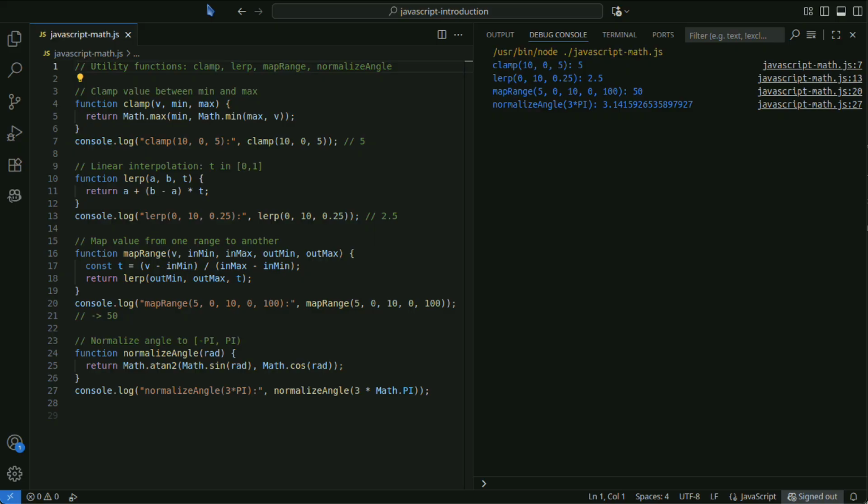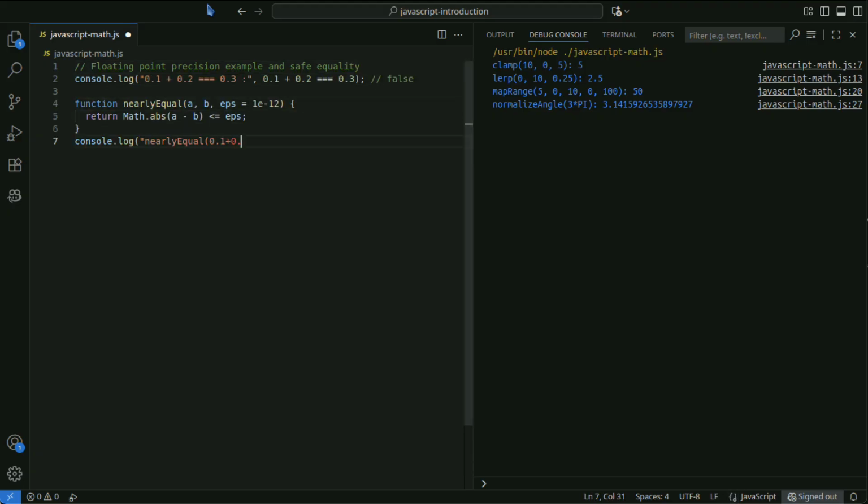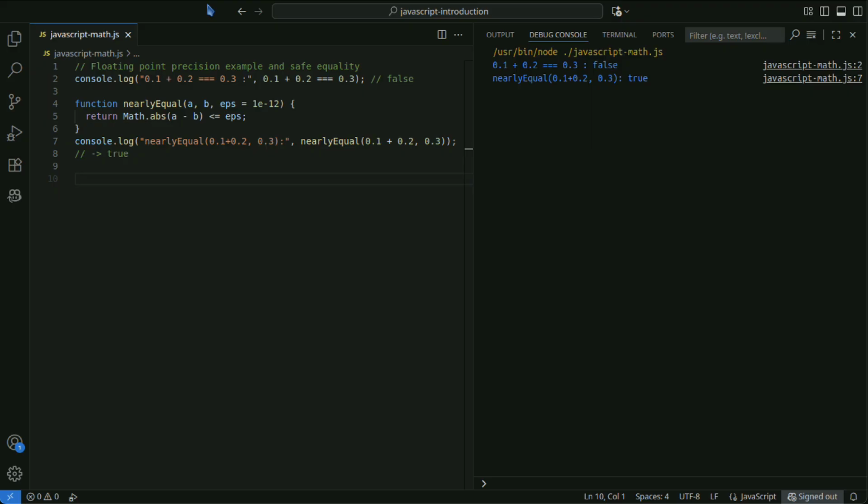JavaScript numbers are IEEE 754 double precision floating point, 64-bit, so caution is required when comparing or rounding numbers. For example, 0.1 plus 0.2 does not equal 0.3. Here is an example of handling rounding errors. It is important to use comparisons that tolerate small errors or appropriate rounding functions. For robust numerical equality checks, use absolute error, EPS, or relative error.